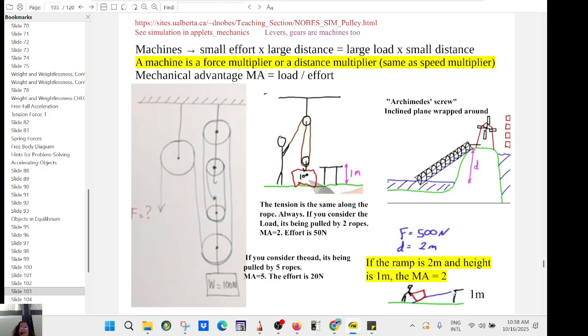Same thing with the inclined plane. If you have 500 Newton, which is 100 pounds, and you have to lift it up 1 meter, it's very hard. But if you make a ramp with a distance equal to 2 meters, now you only have to push 250 Newton, which is like 50 pounds. So the load will be divided by 2, but you have to push over a longer distance.